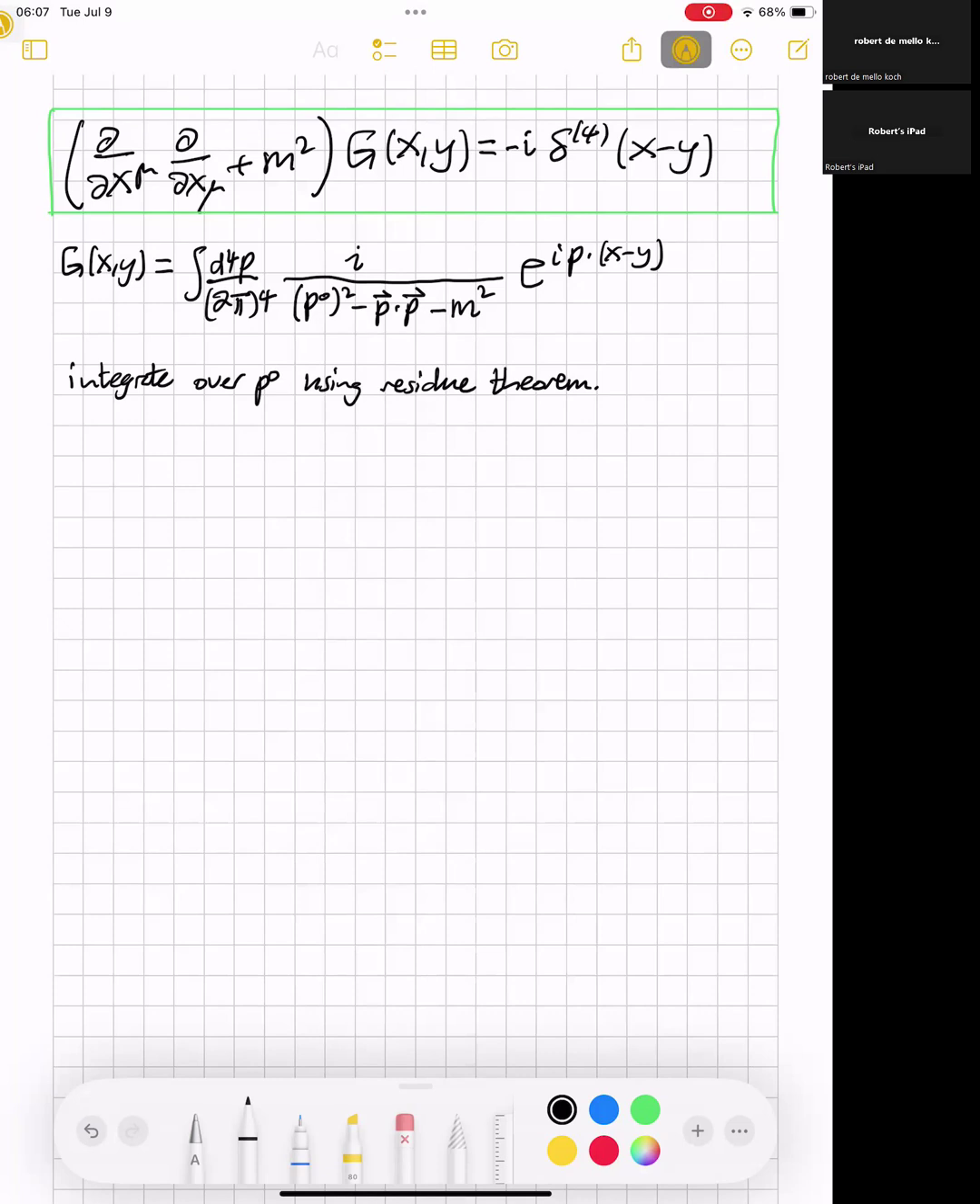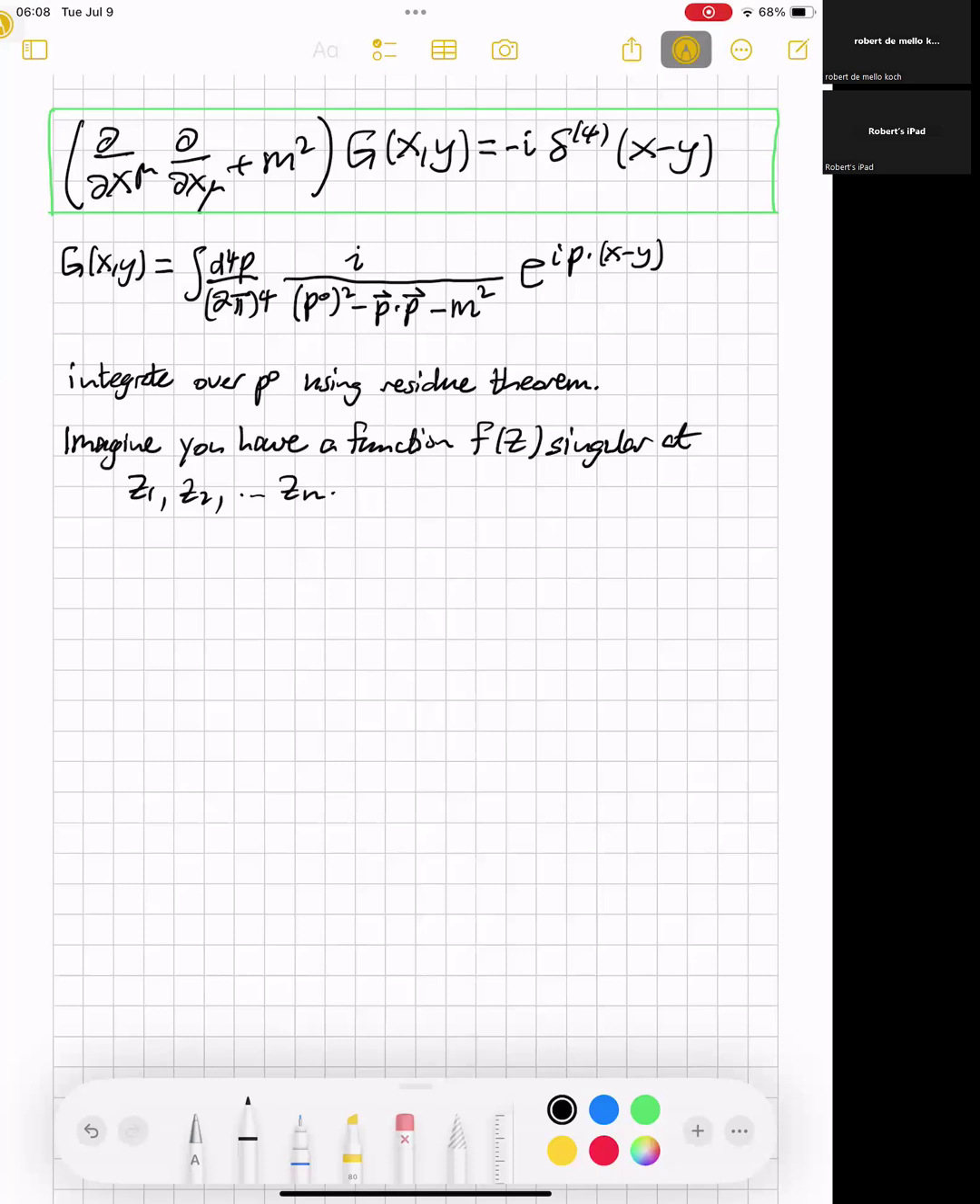The residue theorem is a theorem from complex analysis. To state it, let's imagine you have some complex function. It's a function of the complex variable z, and it is singular at z1, z2, and all the way up to zn.